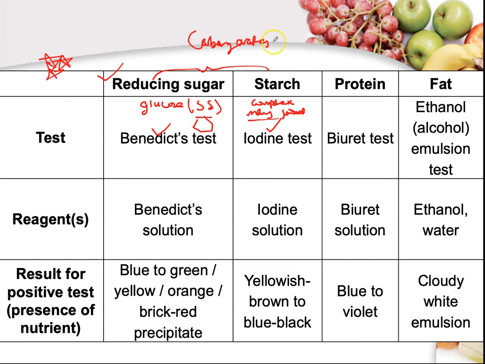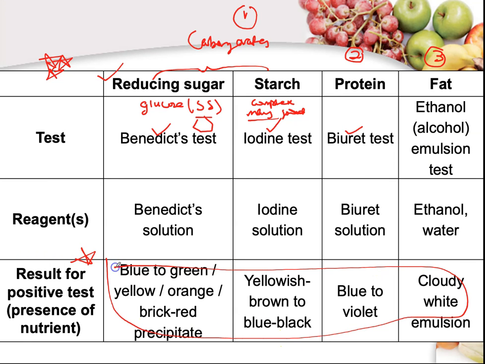Then the next type of nutrient that we saw was to test for the presence of protein, which we use the burette solution. And then the last test that we carried out is the test for fats using the ethanol emulsion test. Now it is very important that you take note of this. That means you must be able to identify what the results are for a positive as well as a negative reaction.